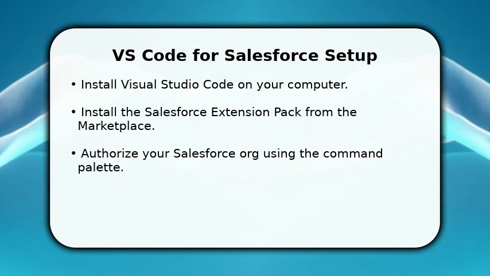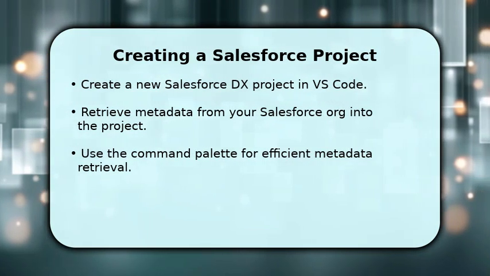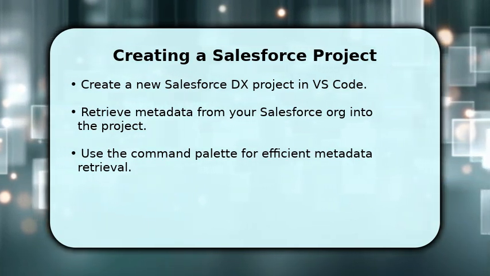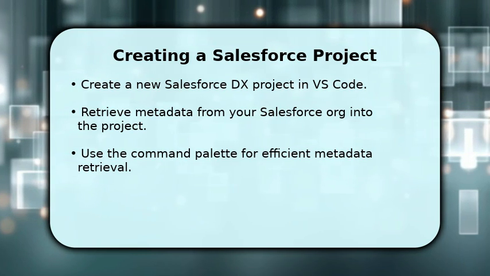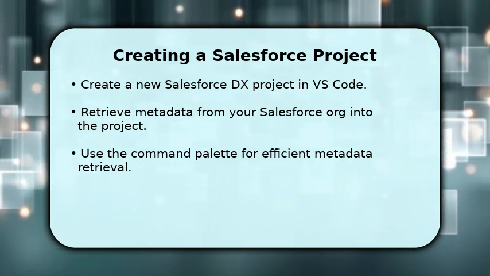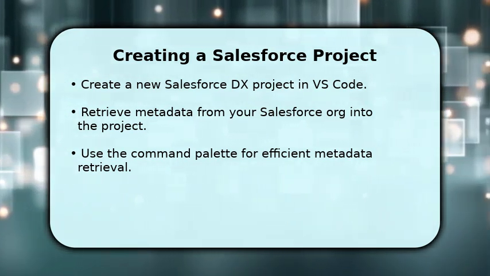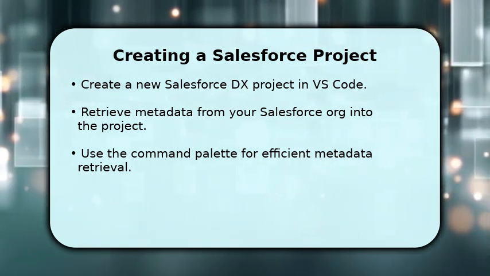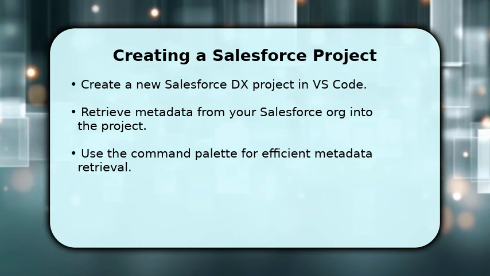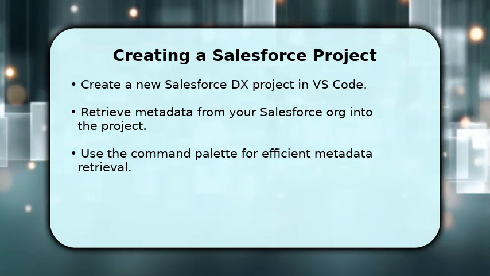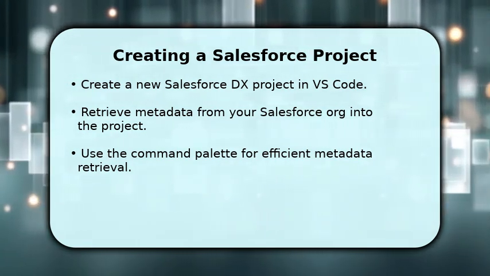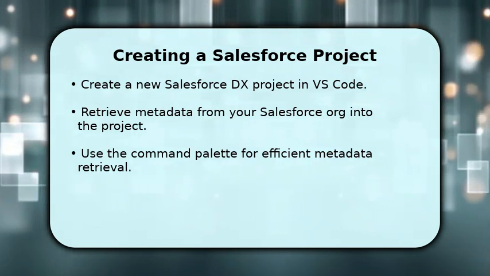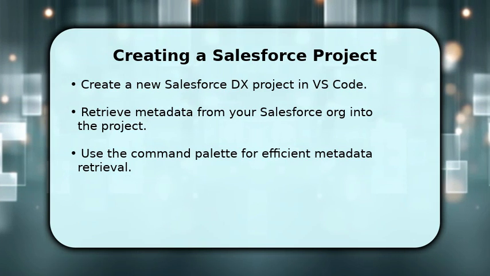smooth start. Once your environment is set up, the next step is to create a new Salesforce DX project. This project will serve as your local workspace for all development. You can then retrieve existing metadata, such as Apex classes or Lightning Web Components, directly from your Salesforce org into this project. The command palette is your best friend here, allowing you to quickly pull down specific components or an entire package of metadata with just a few keystrokes.